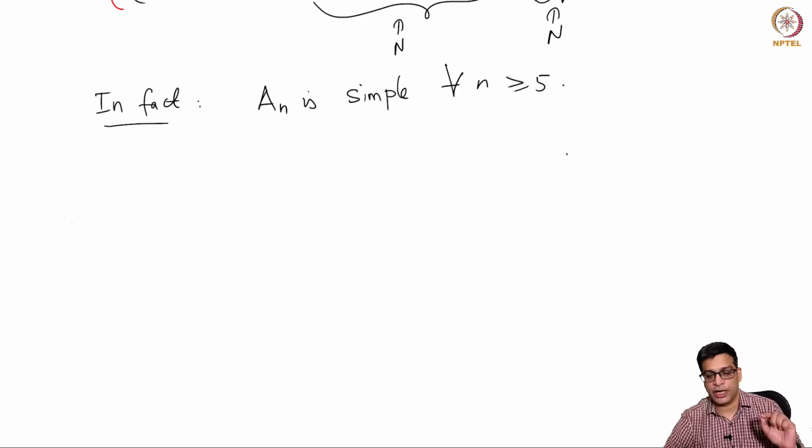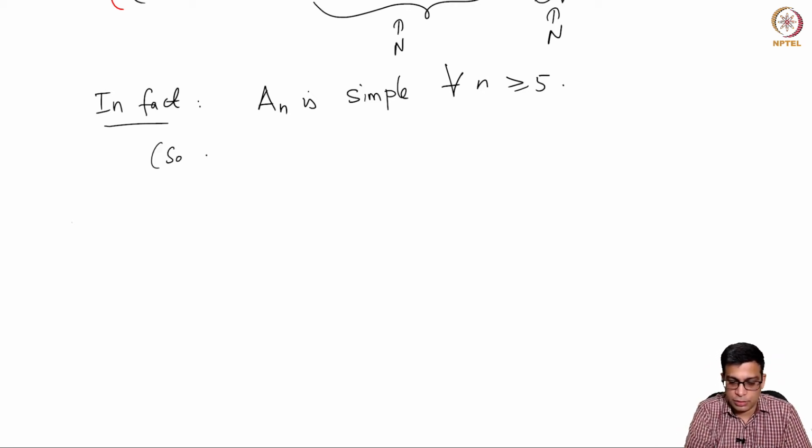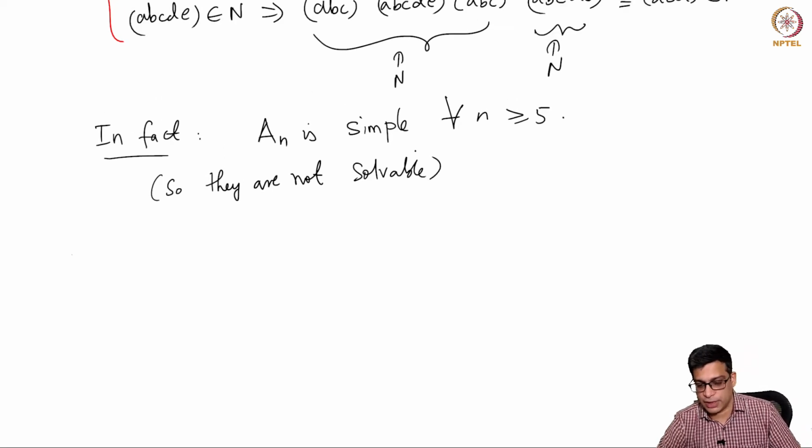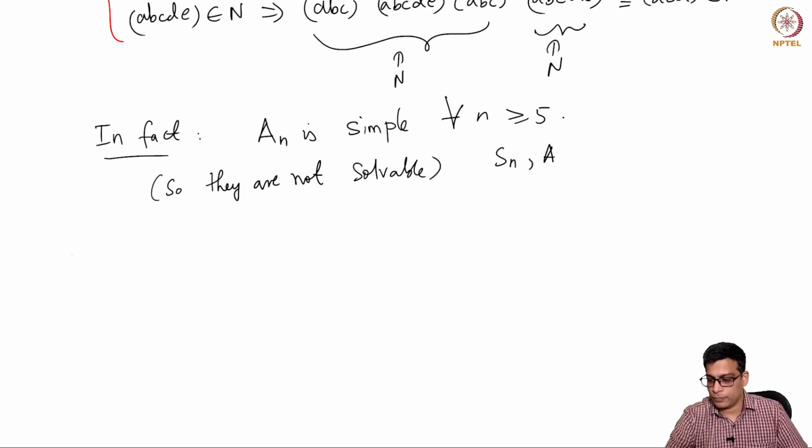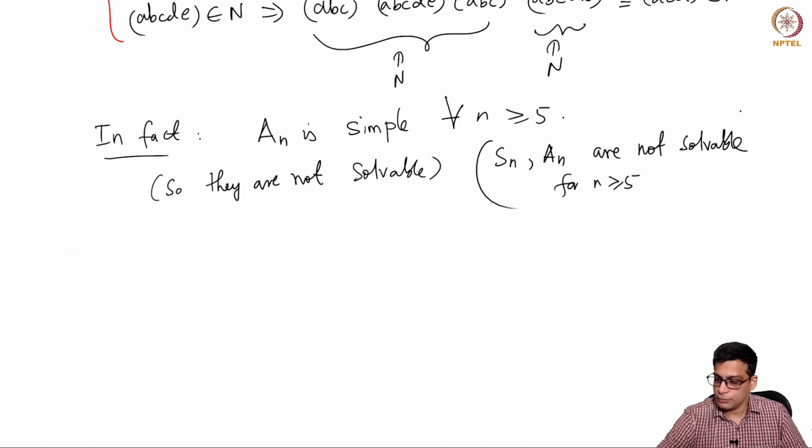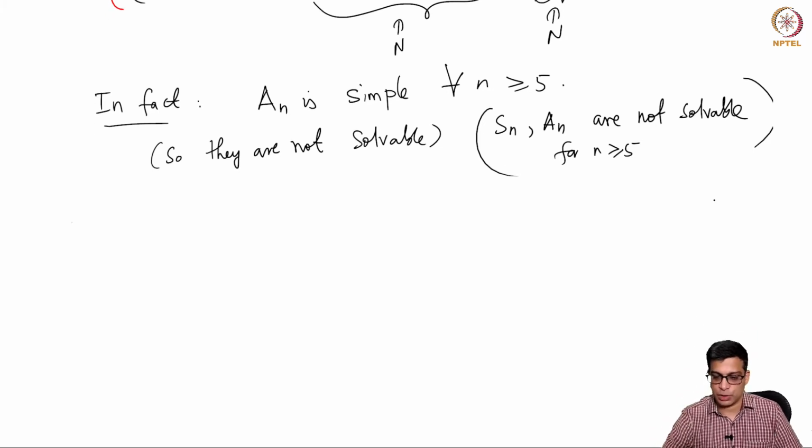So in particular, we know that they are not abelian. So they are not solvable. Okay, so that means any polynomial with A_n as Galois group is not solvable. So hence any polynomial with S_n as Galois group is also not solvable, for n at least 5. And S_n cannot be solvable because if it were solvable, its subgroup A_n would be solvable, but it's not.